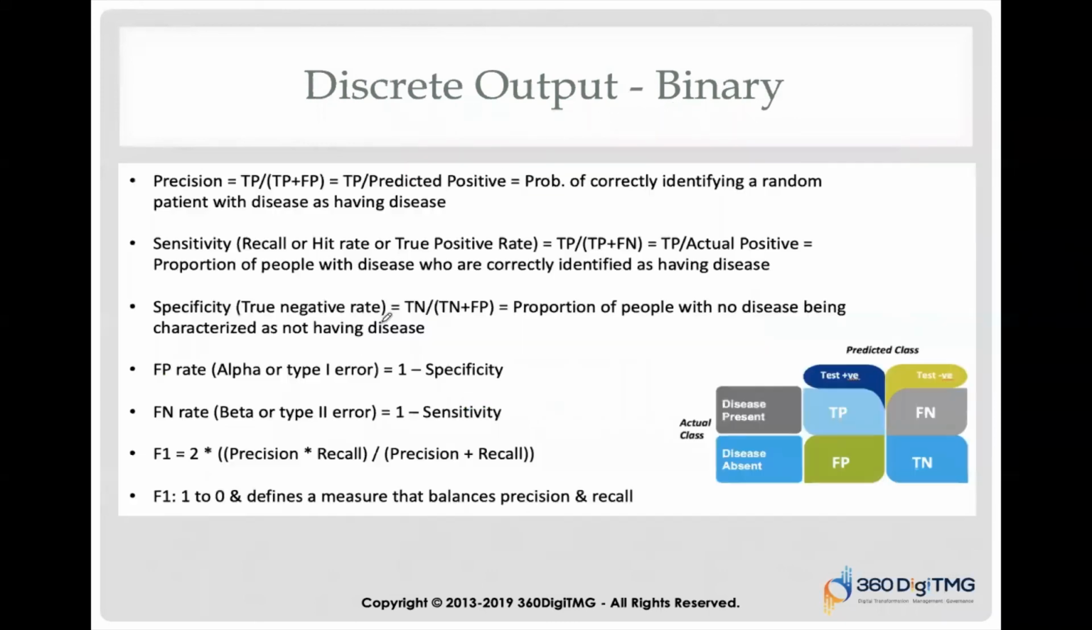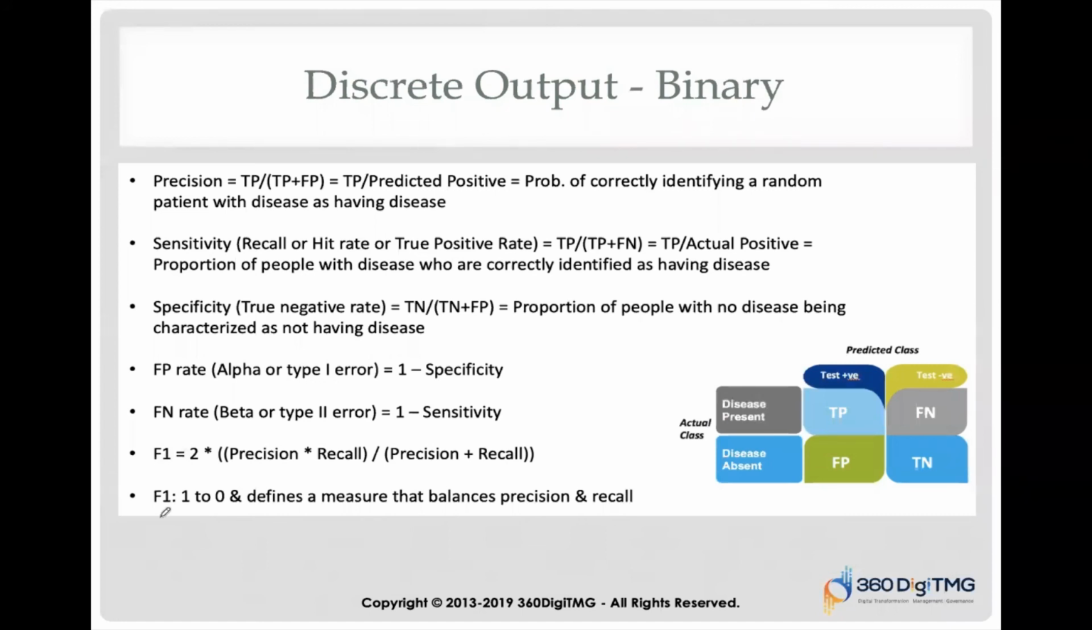Then we didn't just stop there. We looked at, for each class, positive class versus negative class, what are the various error measures which are available so that a model seems to be right balanced. For that, we looked at precision, sensitivity, recall, hit rate, true positive rate, specificity or true negative rate, false positive rate, false negative rate, which is also called alpha or type 1, beta or type 2. I mean, type 1, type 2 errors from hypothesis testing you can make out.